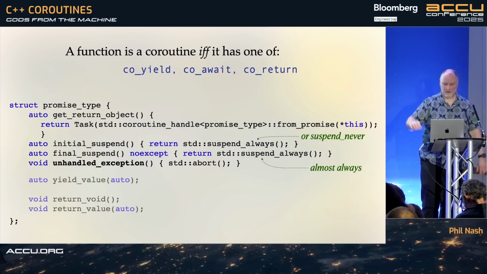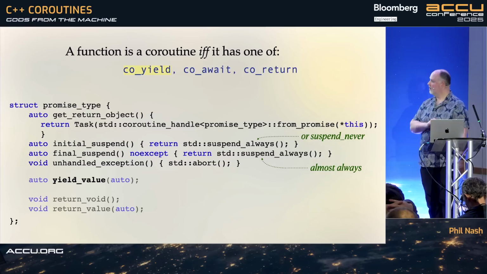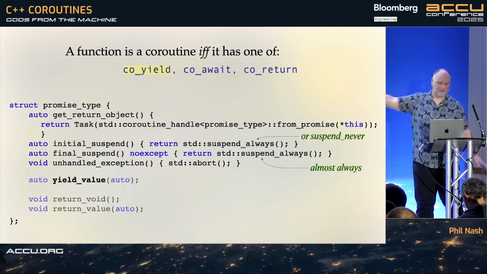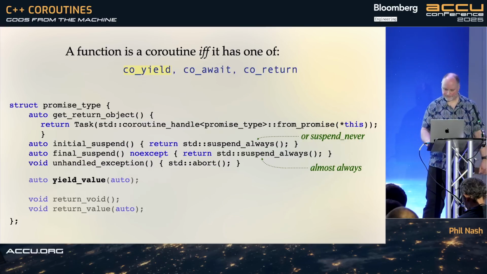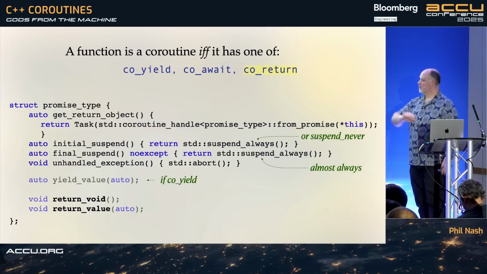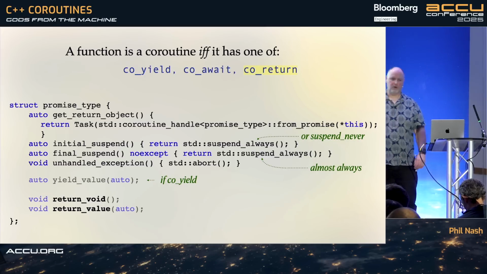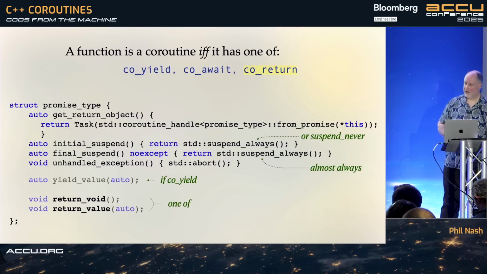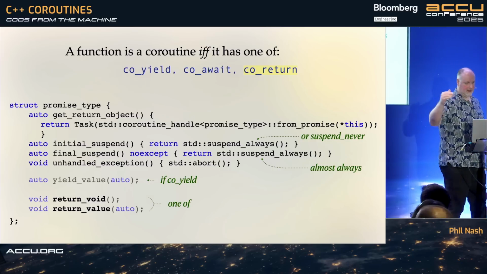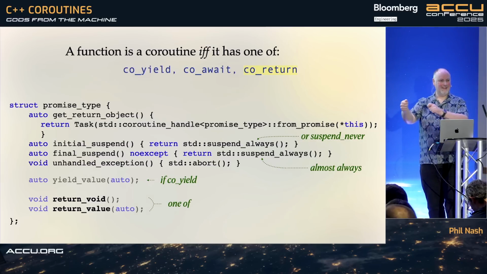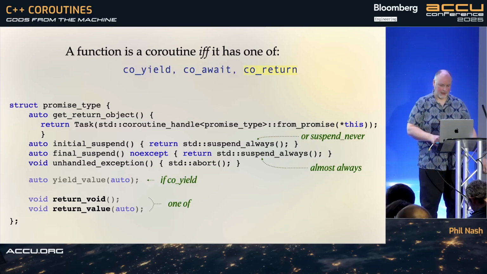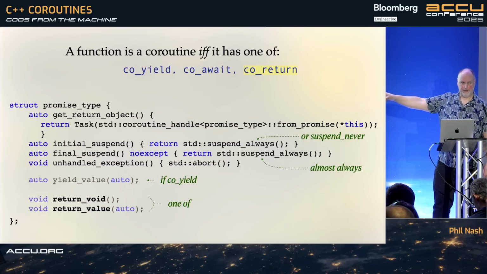Unhandled exception, we're leaving that as an exercise. Yield value gets called if you co_yield a value, makes sense. Again, you get control of value categories and type conversions and things. Only need to implement that if co_yield is used. We need one of return void or return value. Interestingly, in the case of return value, they can actually return different types at different points in the coroutine. So it's a little bit different to just the standard return keyword in a normal function. But you can't mix return void and return value.